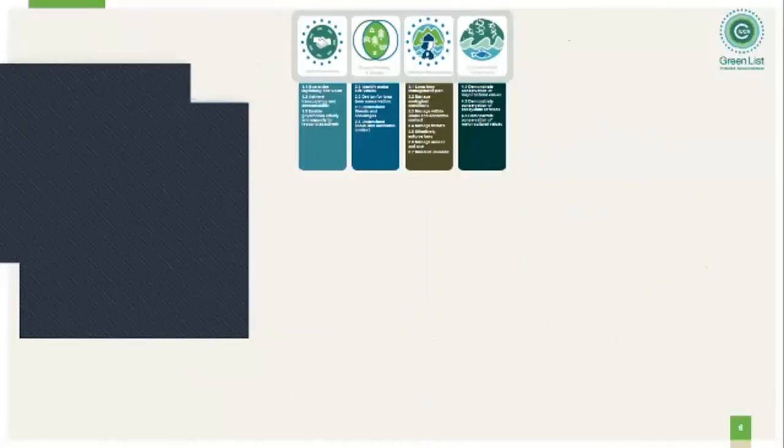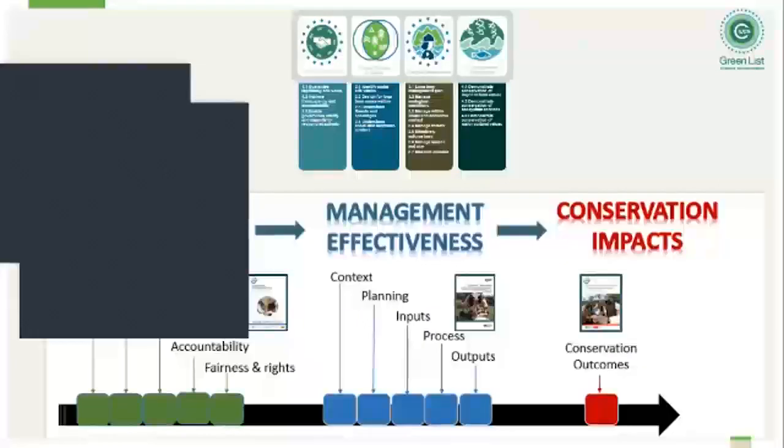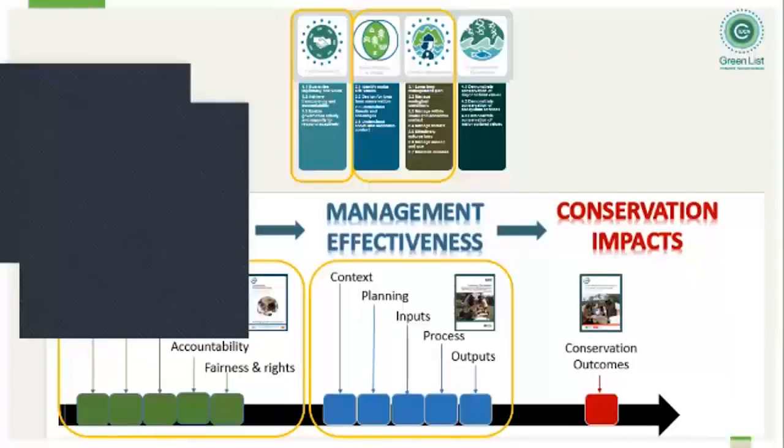And this IUCN Green List Standard is actually built on the IUCN Best Practices Guidelines. The component on governance is based on the IUCN Best Practices Guidelines on Governance, and I've recalled here on this slide the five principles mentioned in these guidelines, which guide an area to measure how good the quality of its governance is. The Best Practices Guidelines on Management Effectiveness also display five principles that need to be measured to assess this, and then the one on conservation impacts.